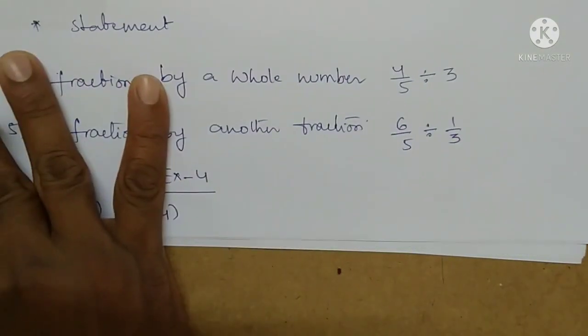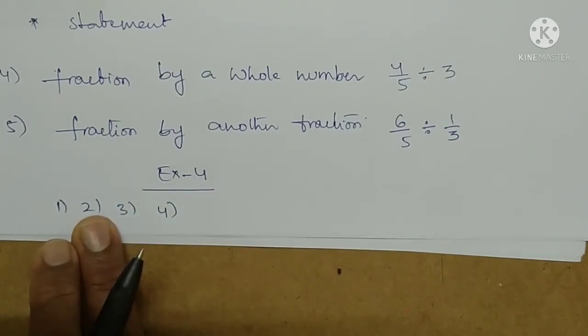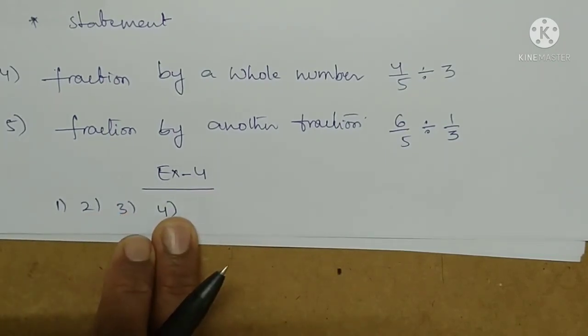Okay, my dear? Right. So in exercise 4, first Roman, second Roman, third Roman and fourth Roman. These are all your homework.